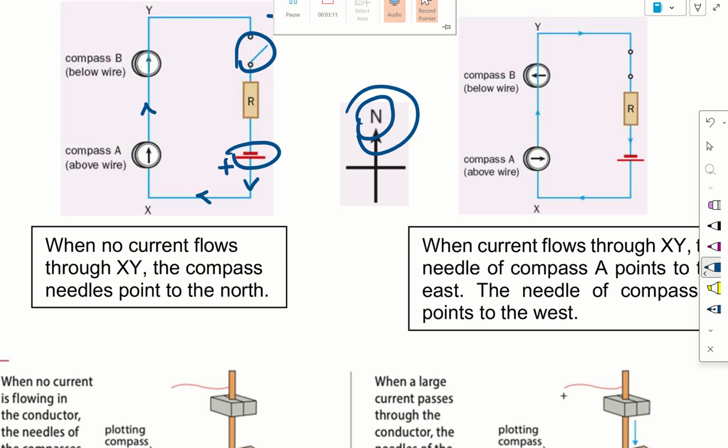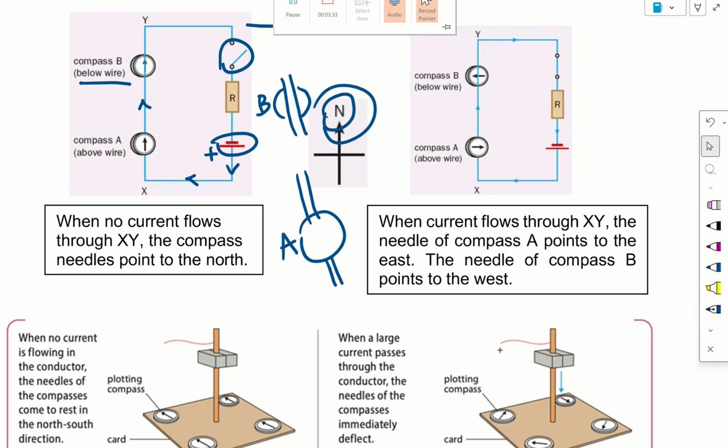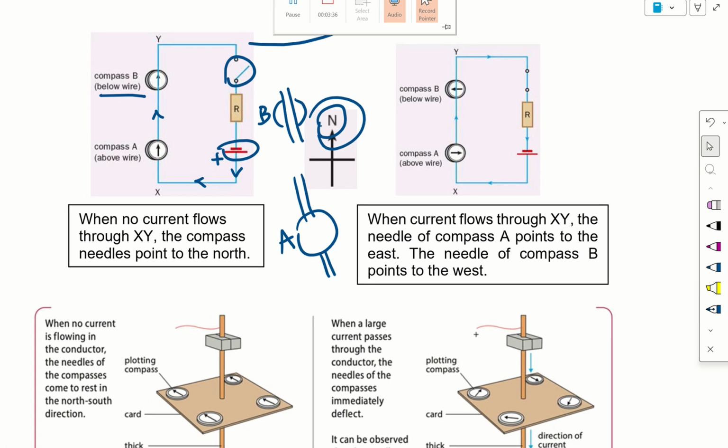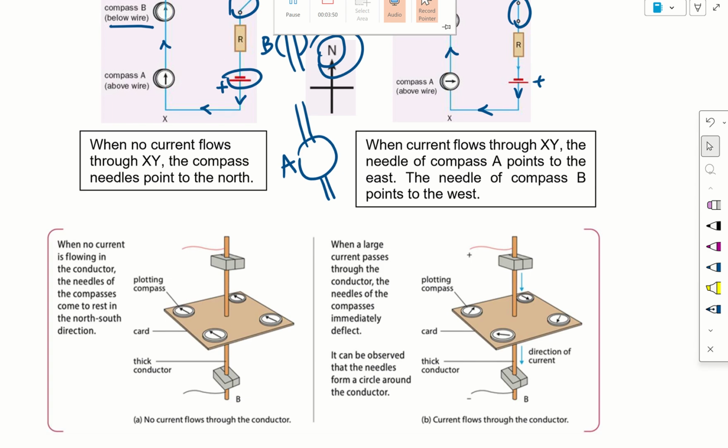Now, compass B is below the wire, and compass A is above the wire. Both of them are pointing in the same direction, which is the north of Earth. However, when the switch is closed, current will flow, and this is the direction of current. We find that both compasses are now not pointing in the same direction. In fact, they are pointing in opposite directions. Why is this so? We'll explain later.